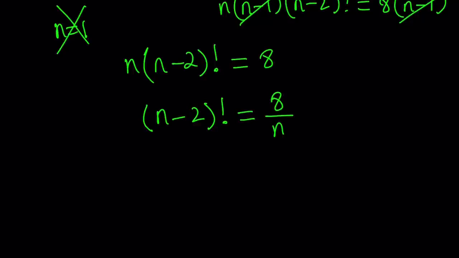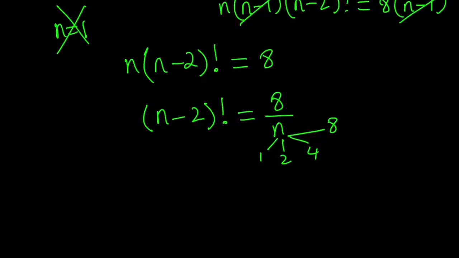If we're talking about integer solutions, which we are, of course, then 8 over n also needs to be an integer. Not just an integer, but a positive integer because (n minus 2) factorial is always positive, right? So how can 8 over n be a positive integer? n must divide 8. So n can be 1, 2, 4, or 8. There are 4 possibilities.